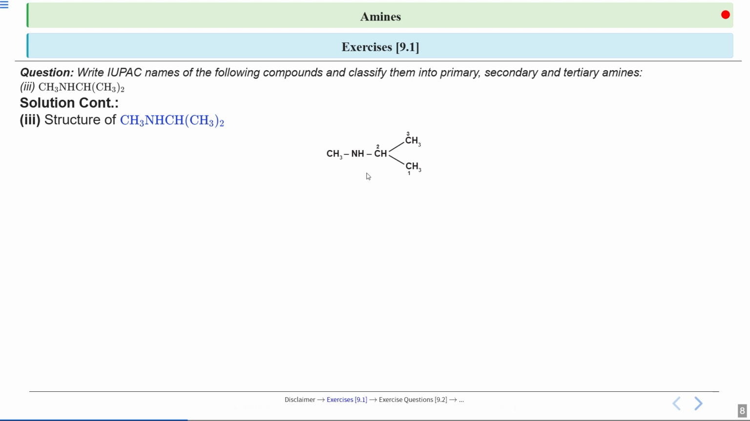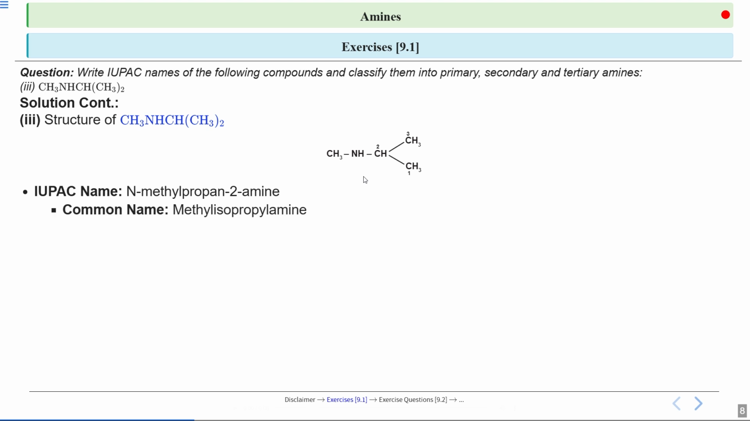This methyl group is directly attached to this nitrogen. So in this case we will name it N-methyl propane-2-amine, because to the second carbon this NH group is attached. And if you look, this carbon is connected to 1 hydrogen and 2 alkyl groups, so it will be a secondary amine. So the common name will be methyl isopropylamine. And it is a secondary amine because it is attached to 2 alkyl groups.